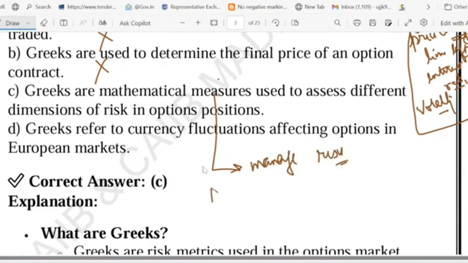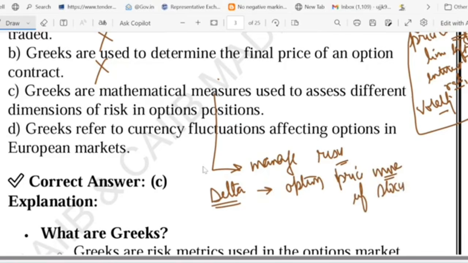For example, delta. Have you heard the name of delta? This delta shows how much the option price will move. This delta is a kind of Greek. It shows how much the option price will move if the stock moves by 1 rupee. Suppose a stock moves by 1 rupee, how much will the option price move? That is what delta tells you.